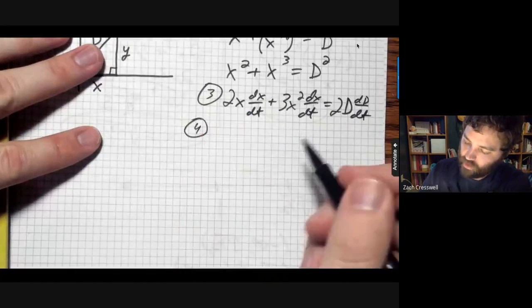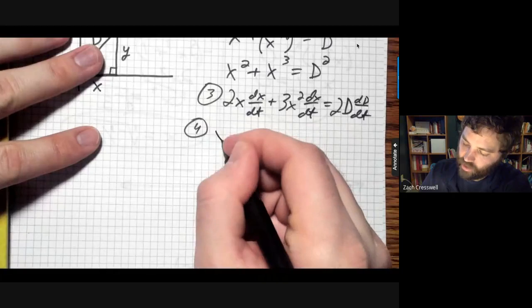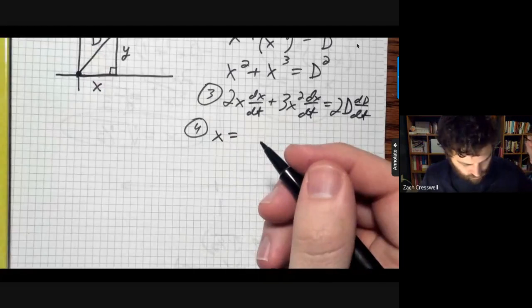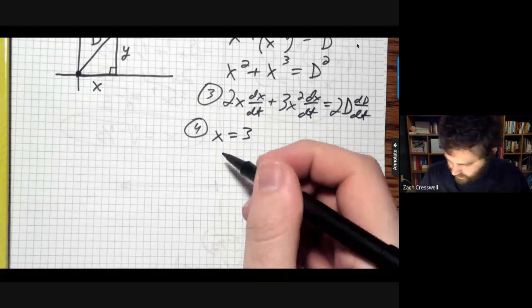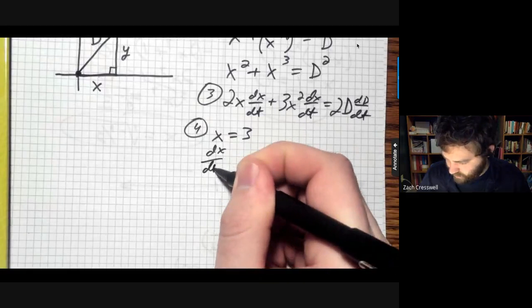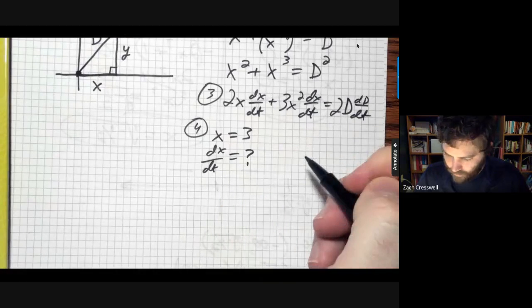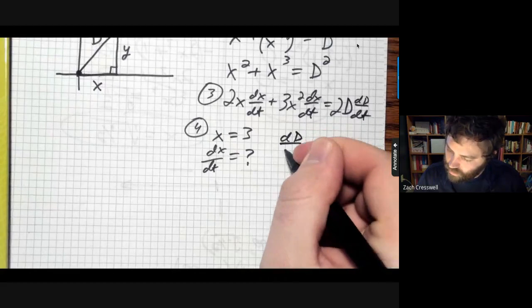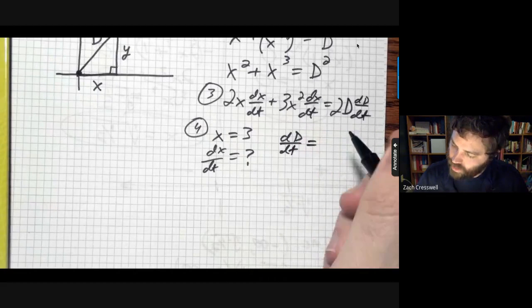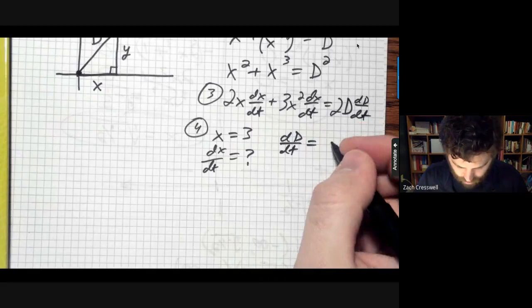So step 4, write down everything that we know. We want to figure this out when x is equal to 3. We want to know dx/dt, so that's unknown, and that's fine. We know dD/dt is equal to 11.